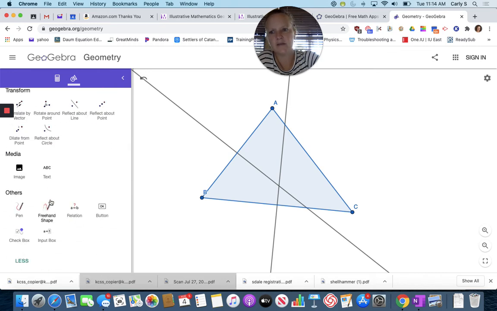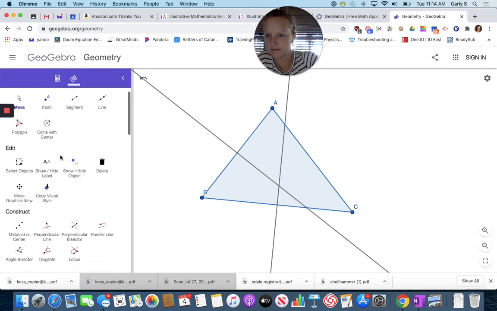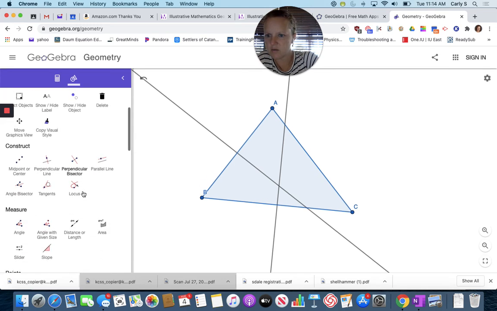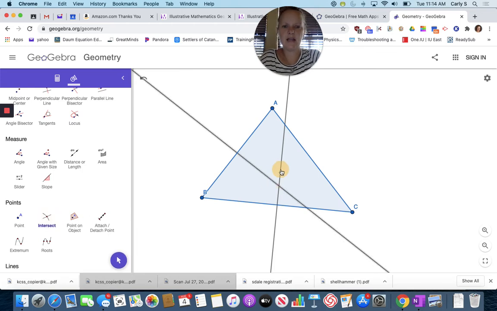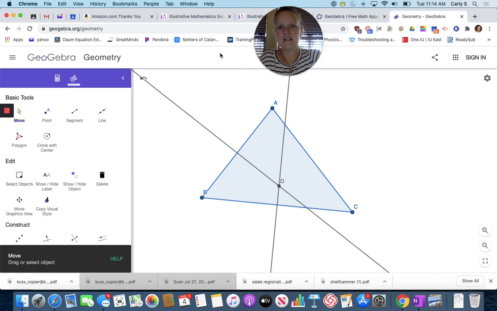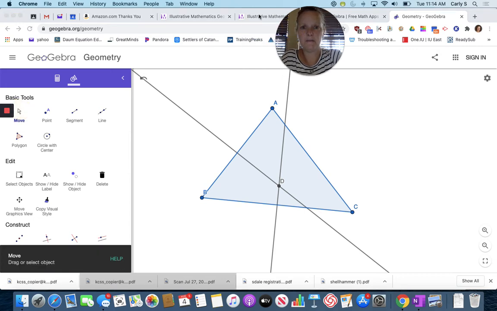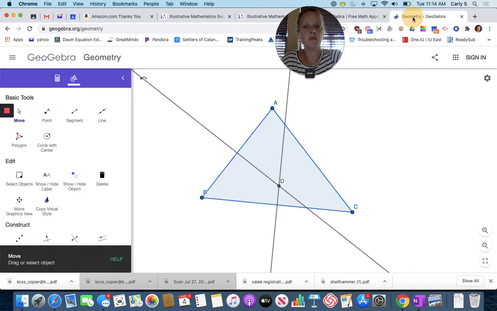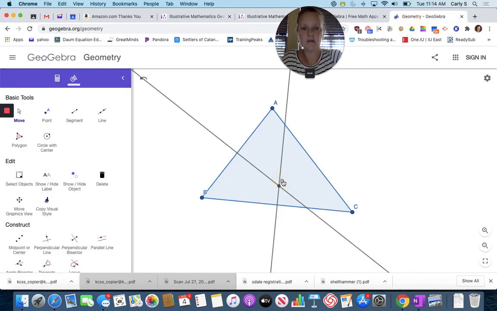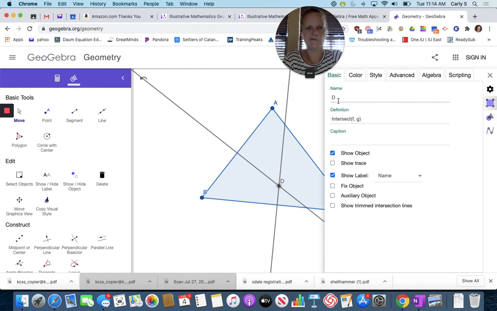I always have a hard time finding that intersection one, don't I? Construct, measure, points, intersection. So I want to intersect this and that, and I don't remember what it wanted me to name it. It says to name the perpendicular bisectors as point P. So let's name it point P.